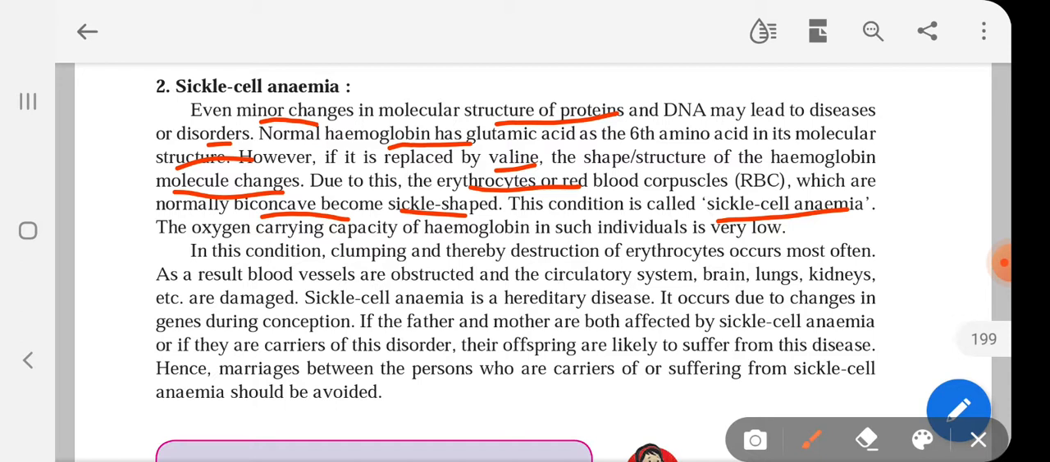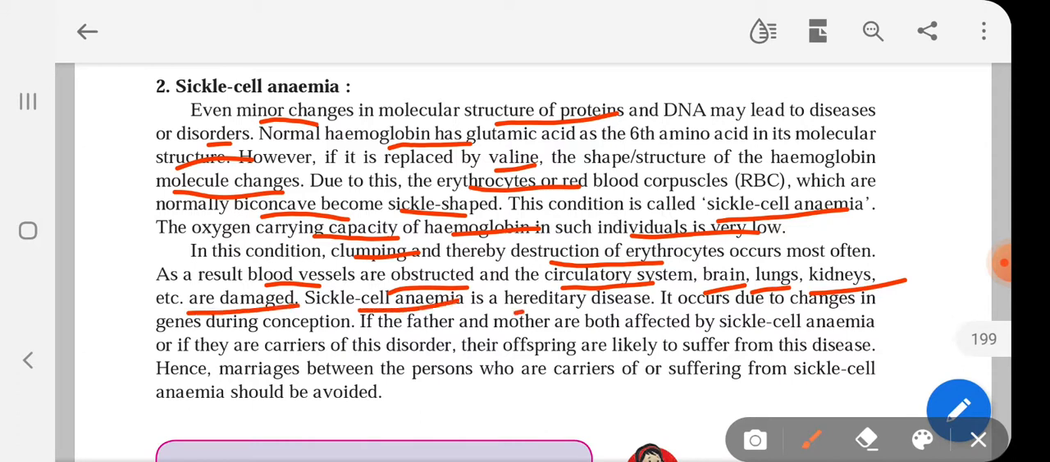So it is due to the change in shape of RBCs to sickle shape that this is called sickle cell anemia, due to which the oxygen carrying capacity of hemoglobin in such individuals is very low. And in this condition, clumping and thereby destruction of erythrocytes occurs very often. As a result, blood vessels are obstructed and the circulatory system, brain, lungs, kidneys, etc. are damaged.